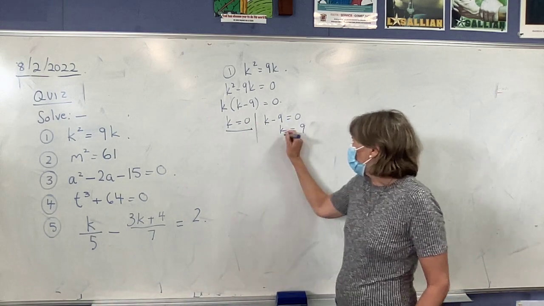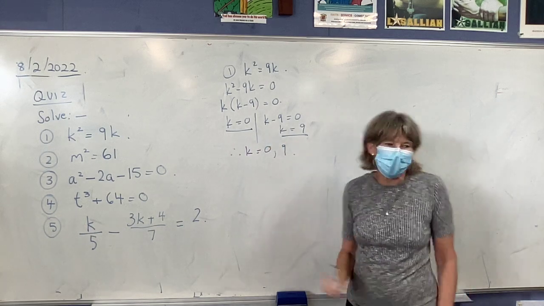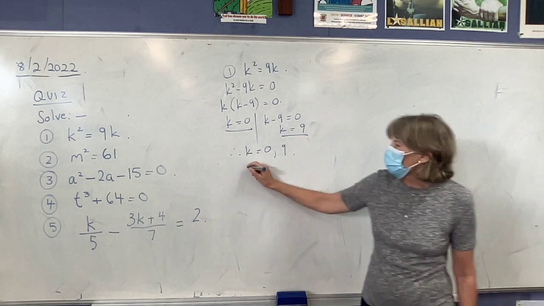Good. So that one already had itself solved, didn't it? So we end up with two answers, k equals 0 and 9. Any questions? All right, number 2.